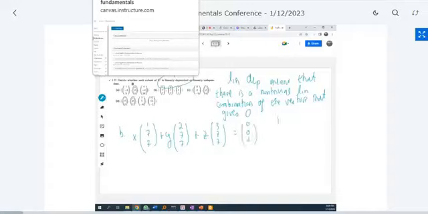Right, this is actually a homogeneous equation, right? So basically, you form a homogeneous equation out of your vectors. If it has a solution, then they're linearly dependent. If it doesn't, then they're linearly independent. Okay, so let's try to solve this.